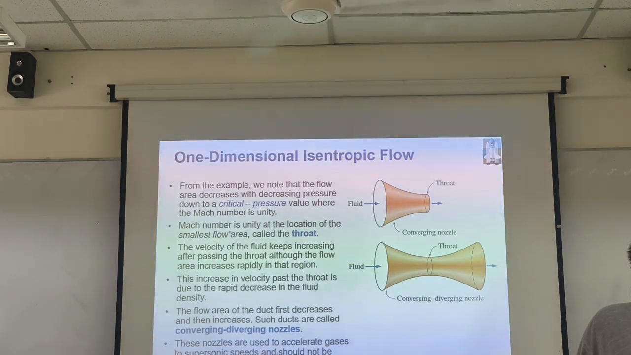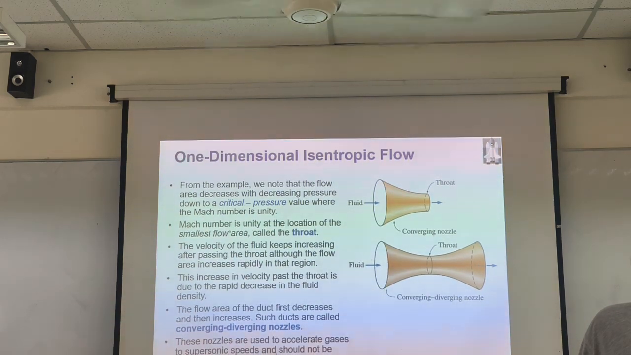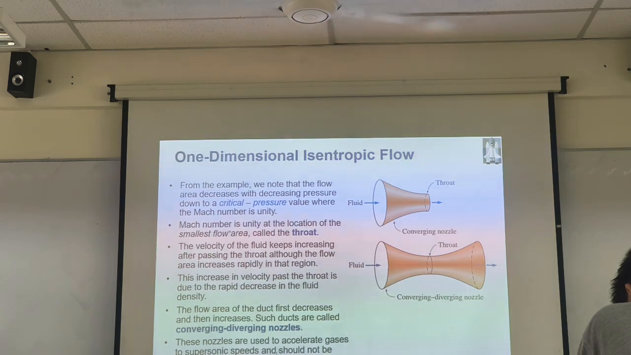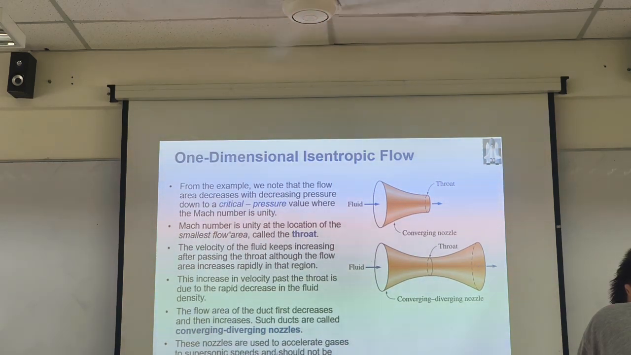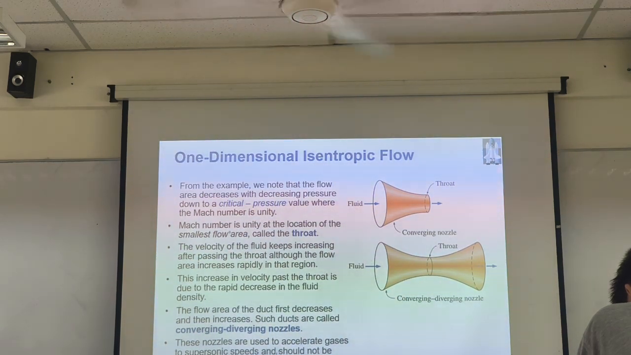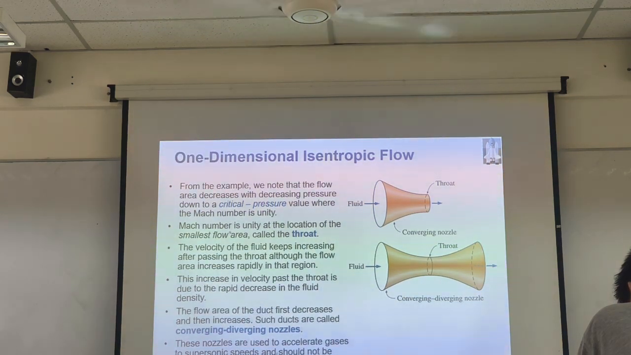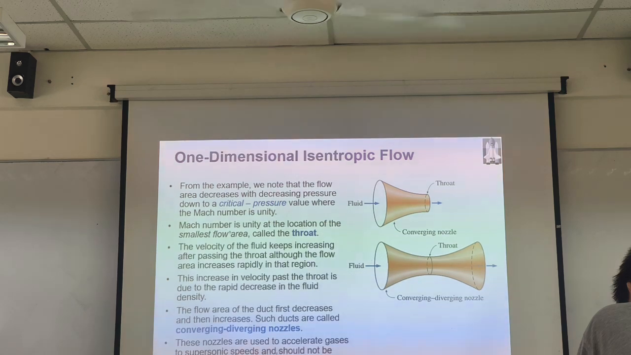From the example, we know that the flow area decreases with decreasing pressure down to a critical pressure value where the Mach number is 1. At that point, we call the area the throat. The velocity of the fluid keeps increasing after passing the throat, although the flow area increases, because we had a choked flow there. Later when we study the converging diverging nozzle, we will come back to it. This increase in velocity past the throat is due to the rapid increase in the fluid density.